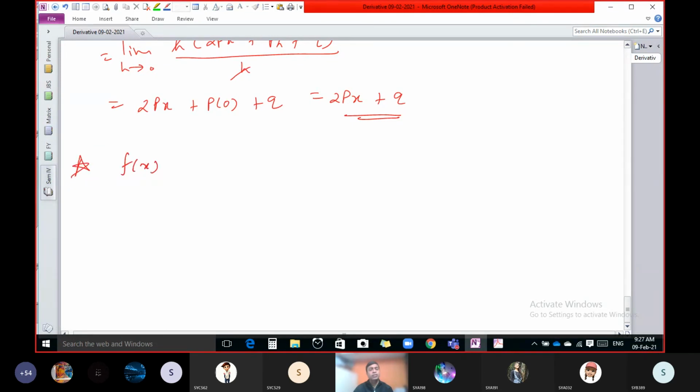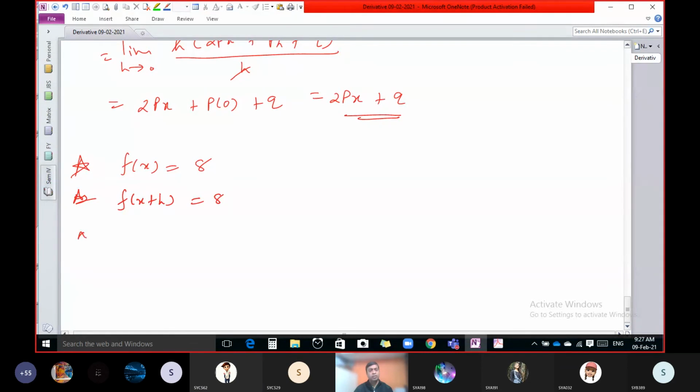Let us take one extra example. Suppose my f of x equals any constant number, let us say 8, and I want to find f dash x by using the same method. So how to find f dash x? First of all, find f of x plus h. Tell me, what is f of x plus h? 8. 8 only, because there is no x.